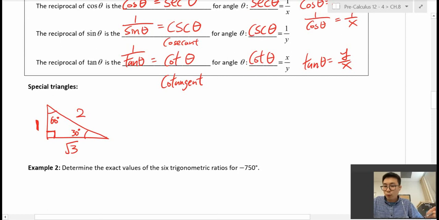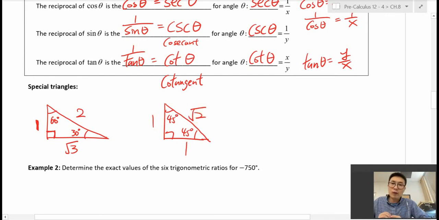Okay, we're somewhere between 1 and 2, not the middle. So root 3. That's one of the special triangles. The other one is the 45, 45, 90. So 45, 45, and this is isosceles. So these two sides will be 1 each, and by using the Pythagorean theorem, the hypotenuse is root 2. So 1, 1, root 2.